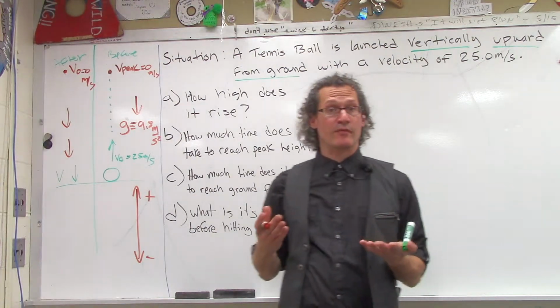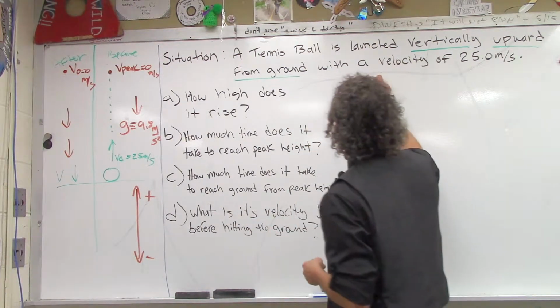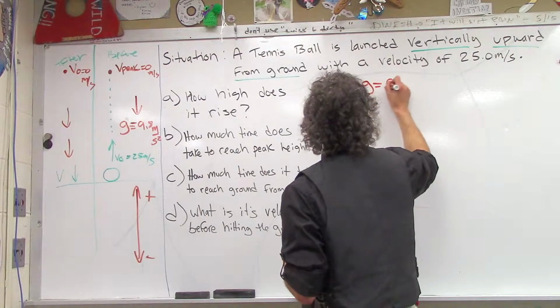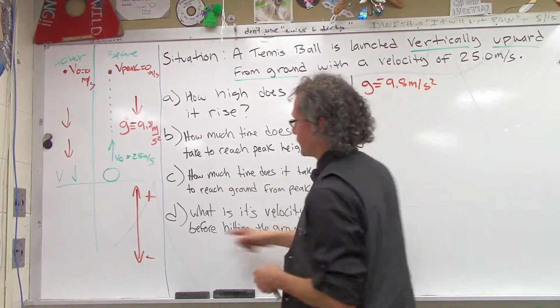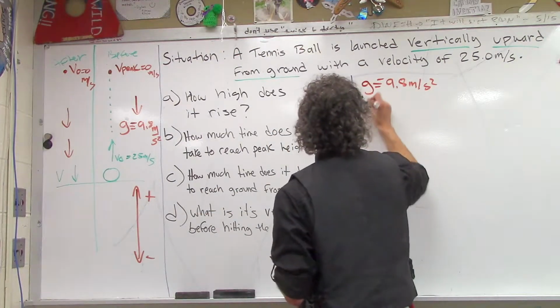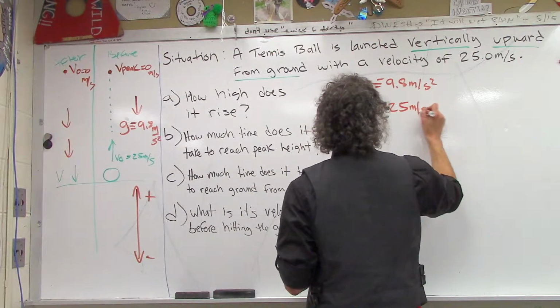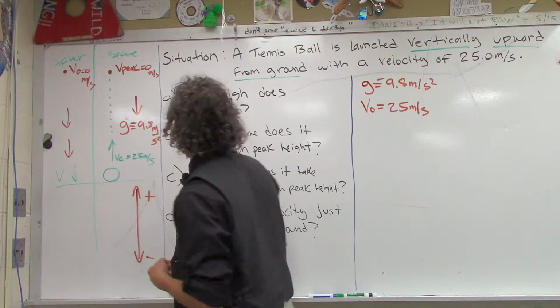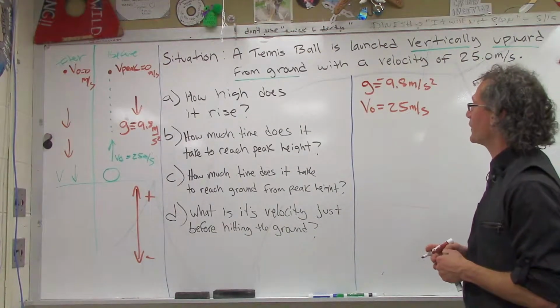What I'm going to do is set up some variables so that we can assign some values. Well, the thing is that we have g is negative 9.8 meters per second squared as a result of our coordinate system. We're given that v naught is positive 25 meters per second because it's heading upwards in the positive direction. And what else do we know?